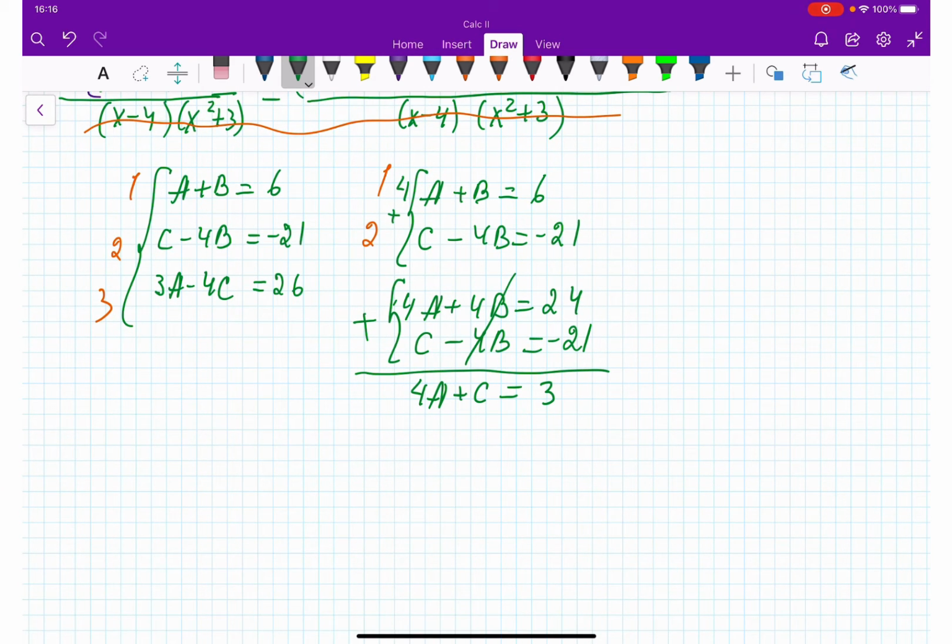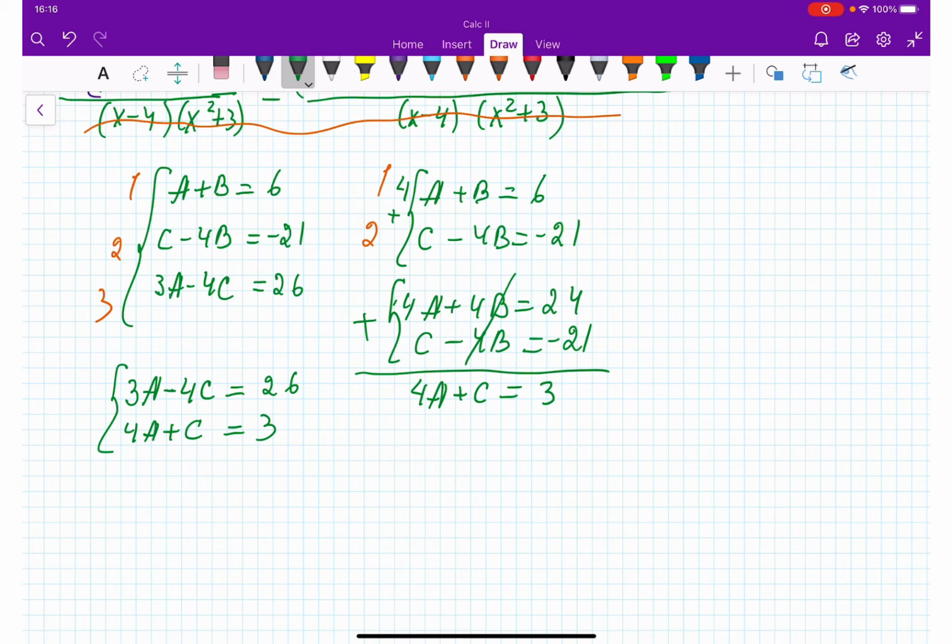Okay, well, now I'm going to combine the third equation with this newly created equation. So we get 3A − 4C = 26 and 4A + C = 3.